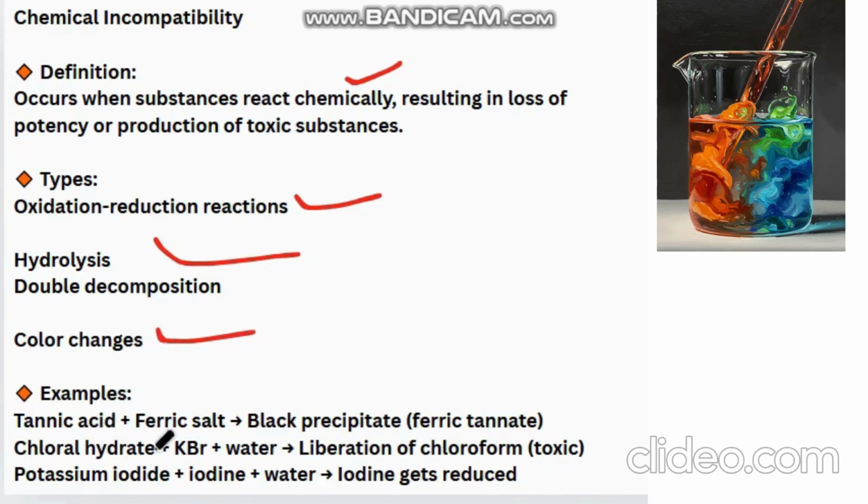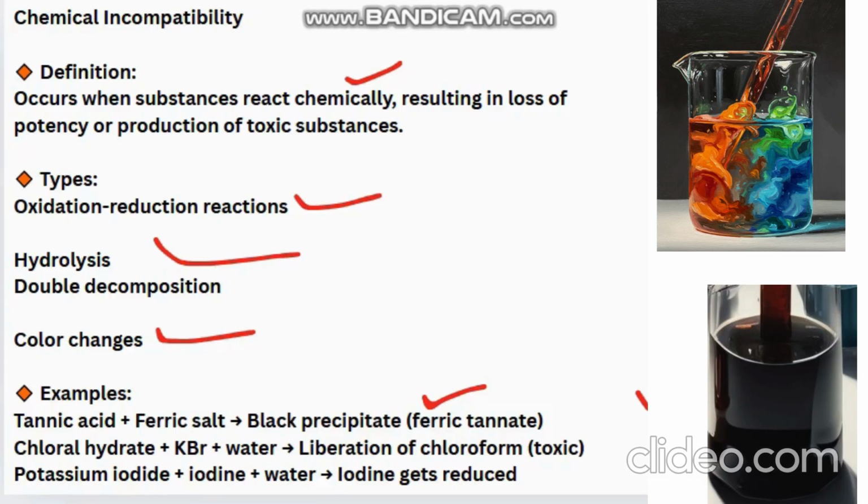A few examples are given here, like tannic acid and ferric salt. It gives a black precipitate. Here in this image we can see the black precipitate. Similarly, chloral hydrate plus potassium bromide plus water may lead to liberation of chloroform which is toxic. And similarly, potassium iodide when mixed with iodine and water, the iodine gets reduced, which is also not desirable, or it may produce a toxic effect.